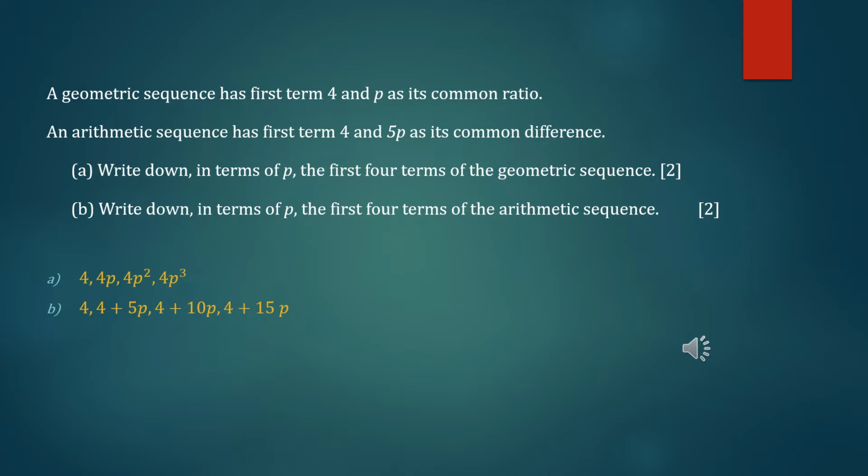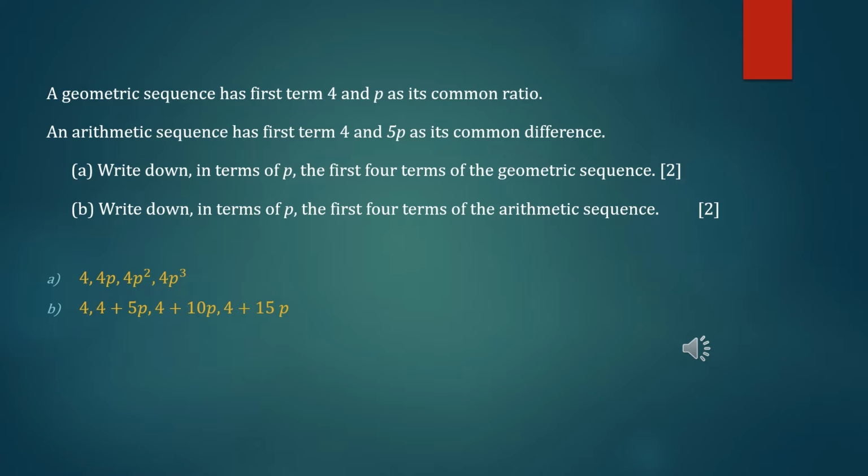Question A, write down in terms of p the first four terms of the geometric sequence. So our answer will be 4, 4p, 4p squared, 4p cubed. That is multiplying each term by the common ratio p.